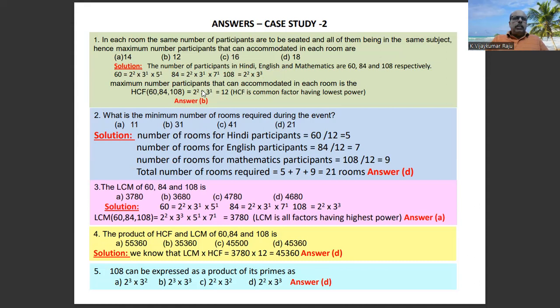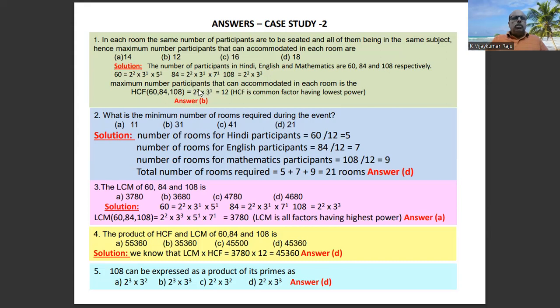So 2, let us write 2. Now see which is the lowest power. Lowest power of 2 here is 2, here it is 2, here also 2. That means the lowest power of 2 is 2. Now 3. Here, power of 3 is 3. Power of 3 is 1. Power of 3 is 1. So that means lowest power is 1, that is 3 raised to 1. So 2 raised to 2 into 3 raised to 1.